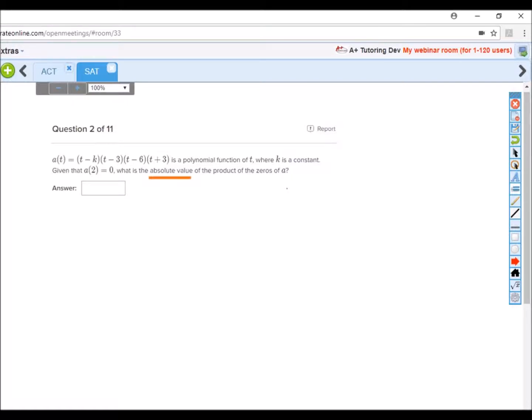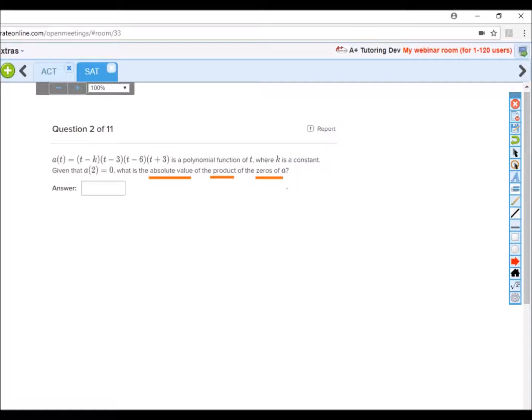So absolute value, implying a positive answer no matter what happens moving forward. The next part would be the product. Product meaning we're multiplying multiple numbers. And then the zeros of A. Now let's break this one down.